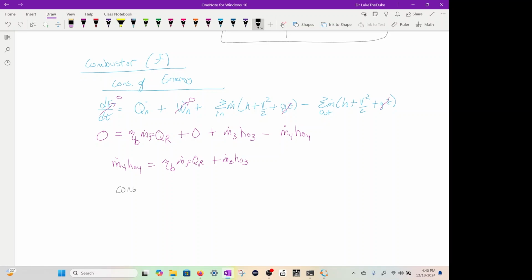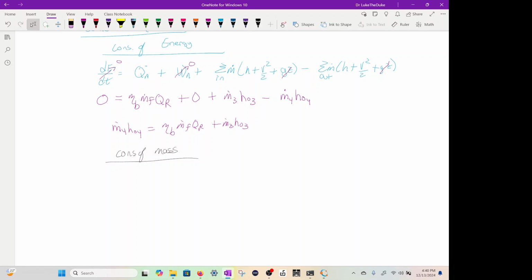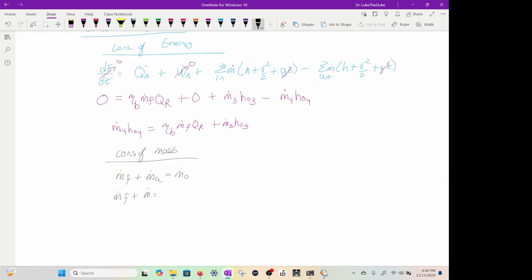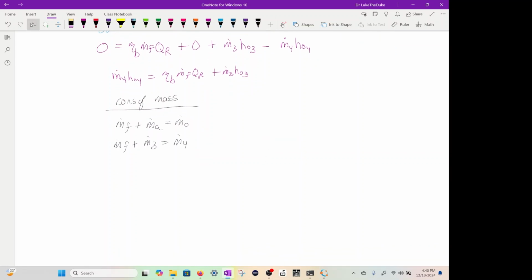Let's look at the conservation of mass. Summation of mass in equals mass out. Here we will, because of the mass of the fluid, include the fluid, mass of the air equals m dot out. But what I'll do is I'll change it to m dot 3 equals m dot 4. Okay, now let's plug in m dot 4 into the above equation. So we have m dot F plus m dot 3 h naught 4 equals A to B m dot F QR plus m dot 3 h naught 3.